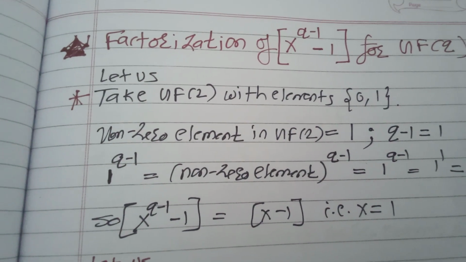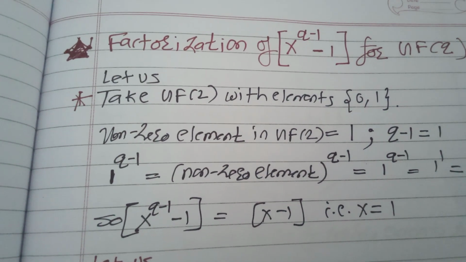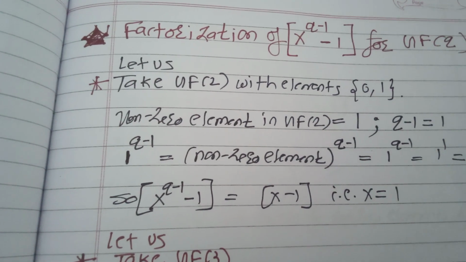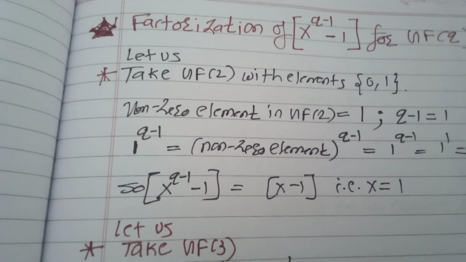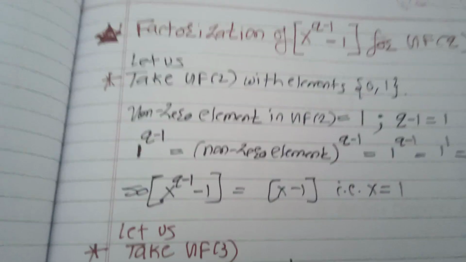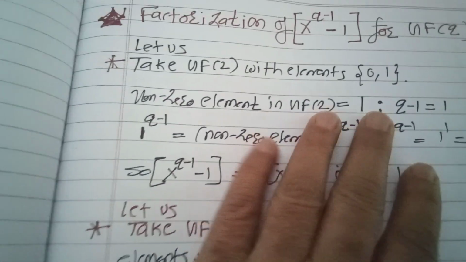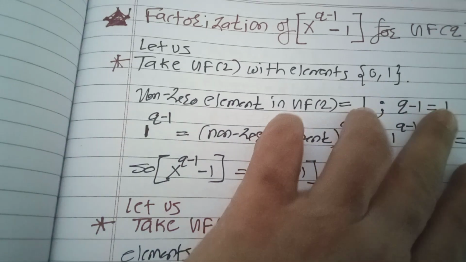Let us find the factorization of x raised to q minus 1 for GF(q). For finding this factorization, we will take first the Galois field 2. Galois field 2 has the elements 0 and 1. The non-zero element is 1 here, and q is equal to 2. q minus 1 is 1.